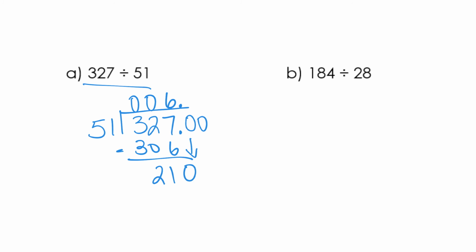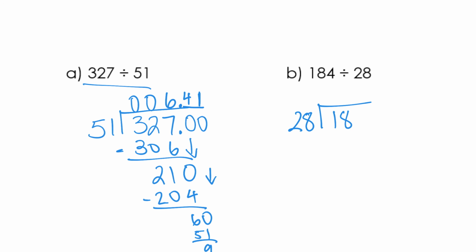Bring down the 0. 51 goes into 210. I'm going to say 4 times as my guess. 4. There we go. Subtract. We get a 6. So this number is going to keep going. I'm going to stop at 2 decimal places. And it keeps going and going and going. So 28 into 184.